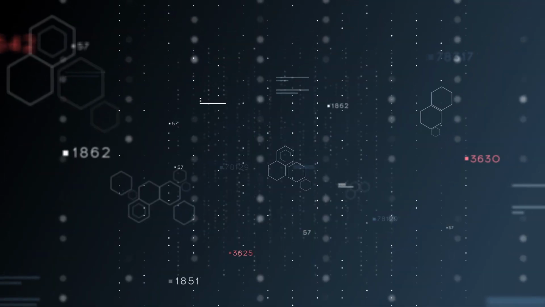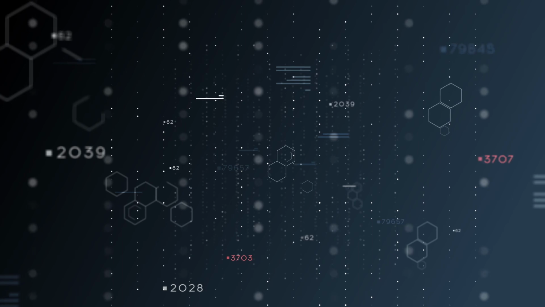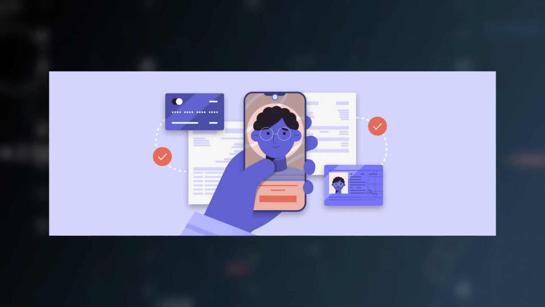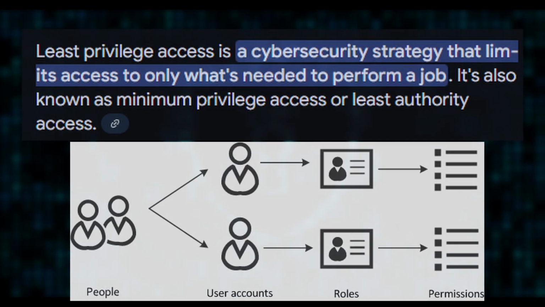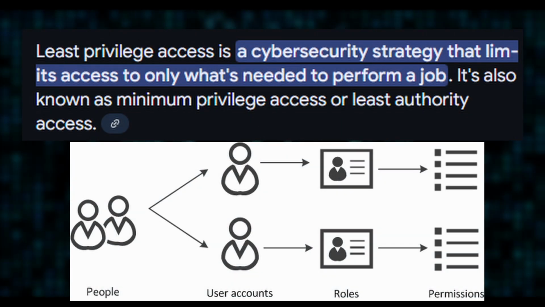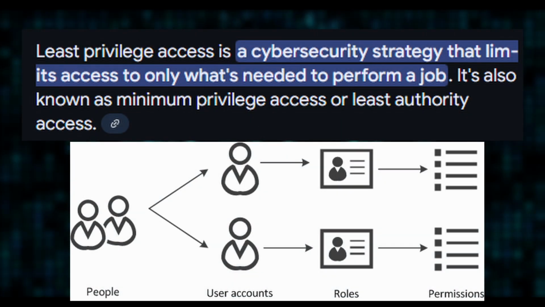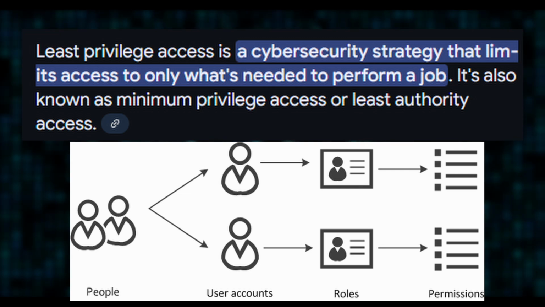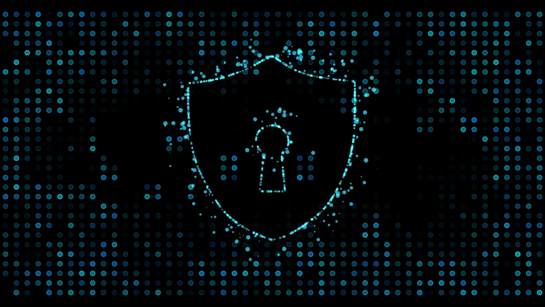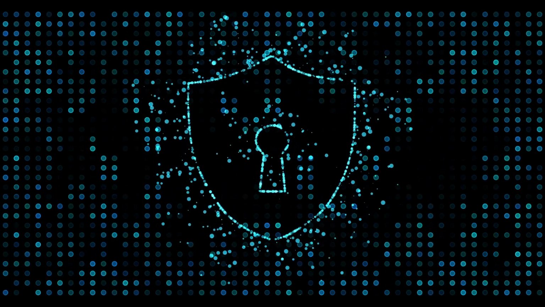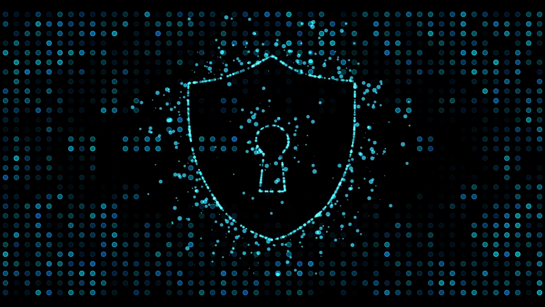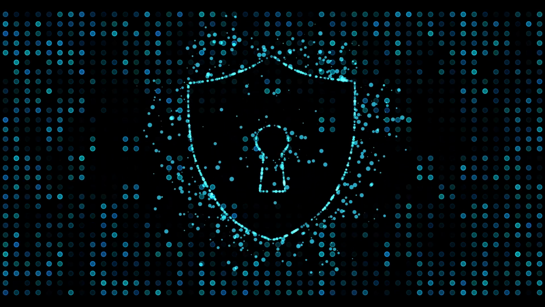Zero Trust works by applying several key security principles. Verify every user. Strong authentication methods like multi-factor authentication, MFA, ensure that only authorized users gain access. Least privilege access. Users only get the minimum access required for their job. No unnecessary permissions. Continuous monitoring. Even after access is granted, user behavior is continuously analyzed to detect suspicious activity.